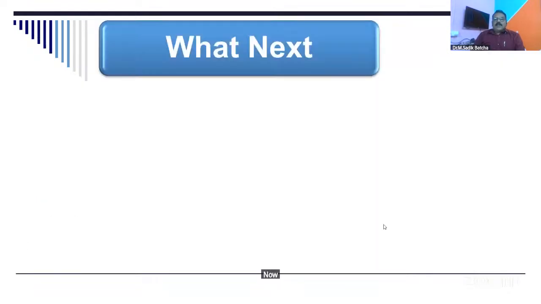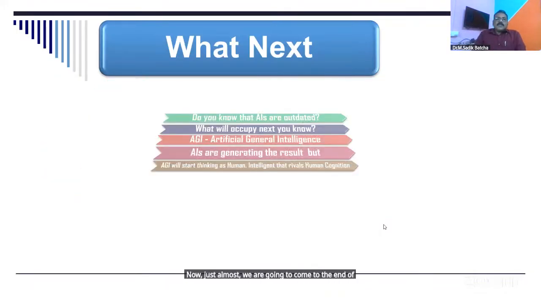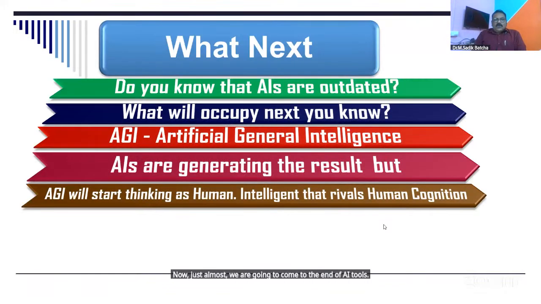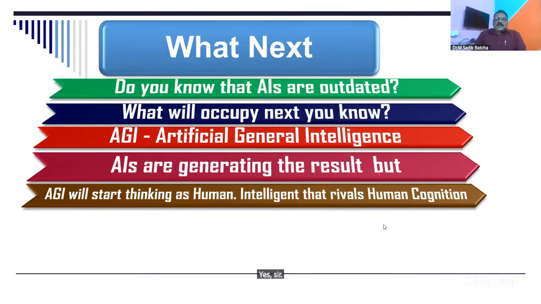Now, we are almost coming to the end of AI tools. Do you know that AI tools are becoming outdated or not? Whatever we are discussing, we are almost at the end level. AI tools are outdated. Do you agree with this or not? Now you can ask the question, what will occupy next? That is called AGI, Artificial General Intelligence.